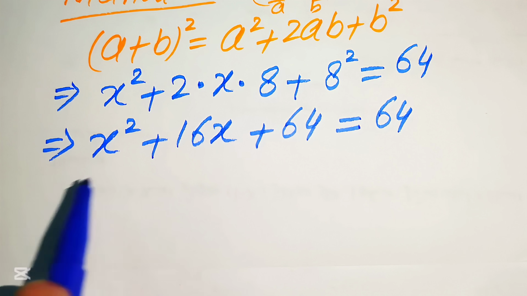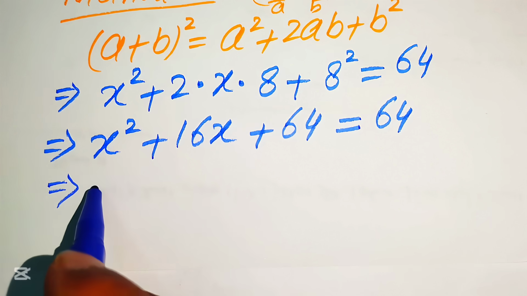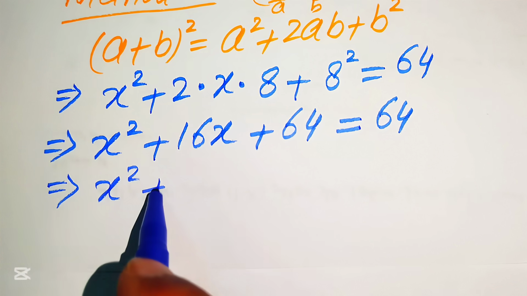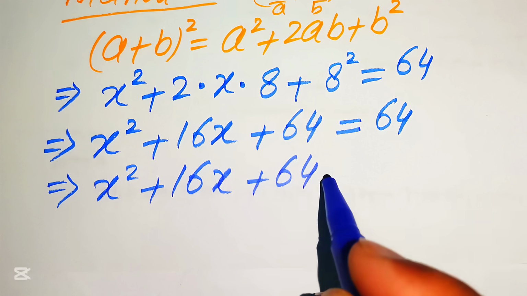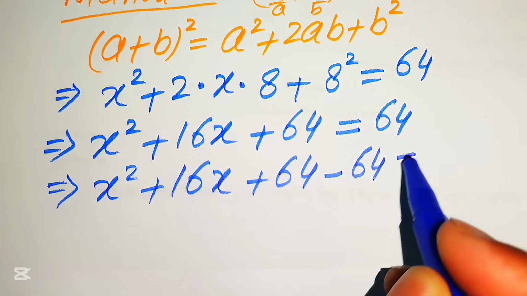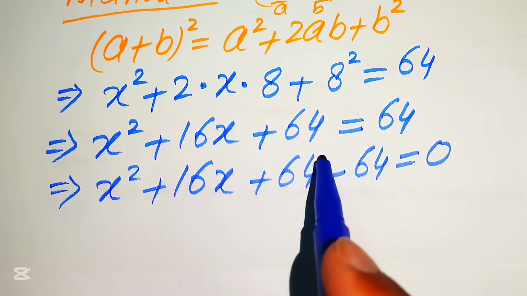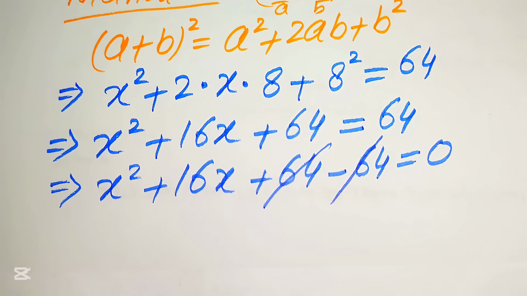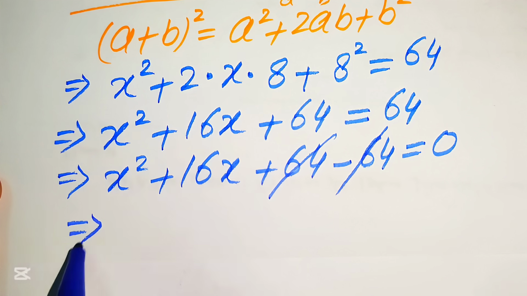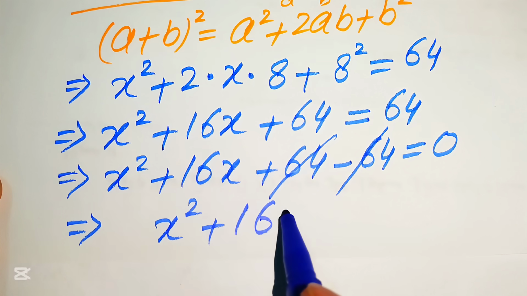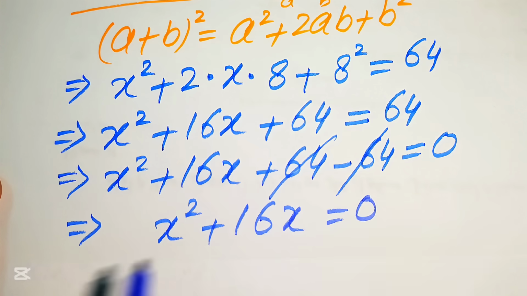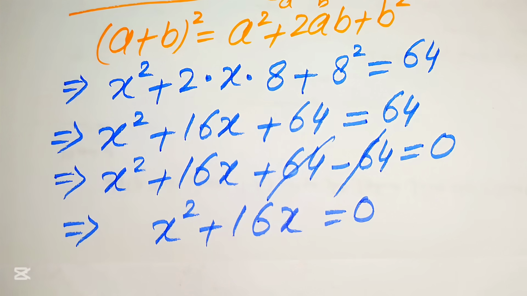we move the 64 to the left hand side. It will be written as x square plus 16x plus 64 minus 64 equals 0. So this positive term and negative term cancel out each other, and we get x square plus 16x equals 0. Now you see that this equation becomes quadratic in the x variable.